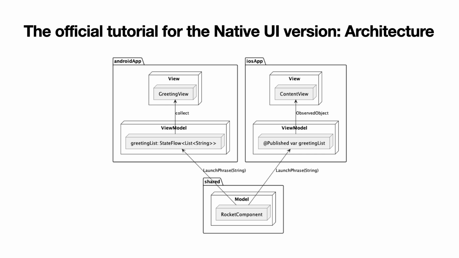For iOS, the data flow follows the same pattern as Android. In iOS, the ViewModel also stores the list of strings to be displayed on the screen, named greeting list, including the string received from the RocketComponent. Whenever there is a change in greeting list, the screen is redrawn using the Combine framework.